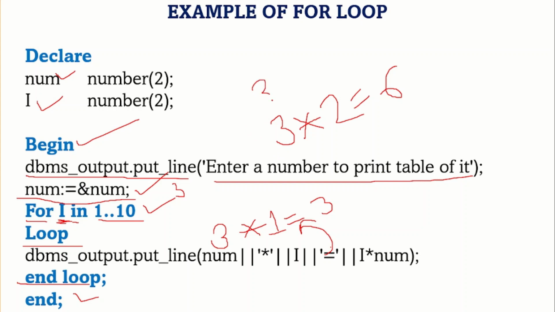Next time this 3 will remain, num will remain the same, that is 3. Star will be printed as it is. Now this value of I will become 3 this time, and equal will be the same. The 3 into 3 is 9. That's how the complete table from 3 to 30 will be printed.